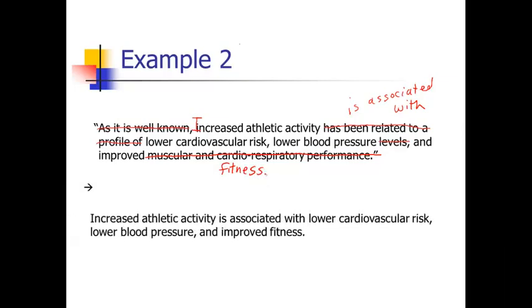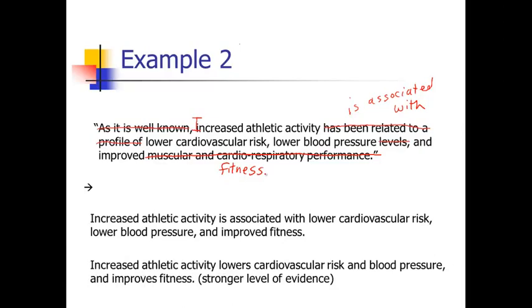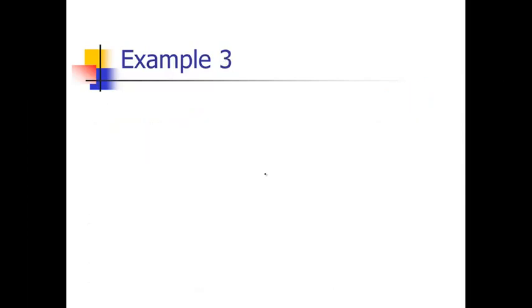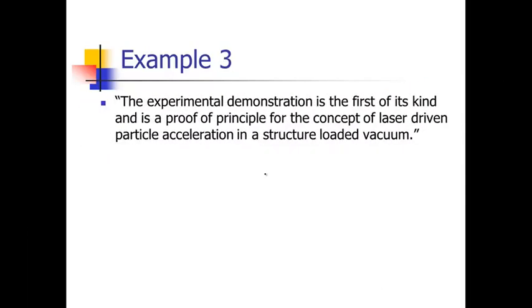So we get increased athletic activity is associated with lower cardiovascular risk, lower blood pressure, and improved fitness. Notice how much we've stripped away that was unnecessary from that sentence. And in this case, we actually could be probably a little bit more direct. There's probably enough evidence that we could say it even more directly. Increased athletic activity lowers cardiovascular risk and blood pressure and improves fitness. Now that, of course, requires a stronger level of causal scientific evidence, but we probably do have it in this case. Here's one last example to go through.